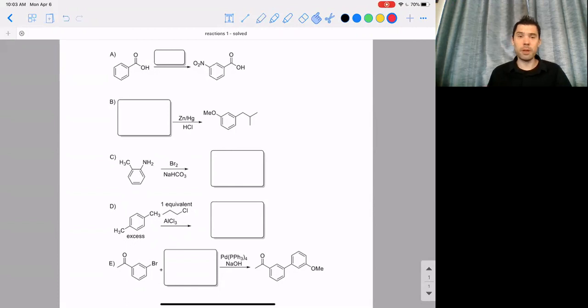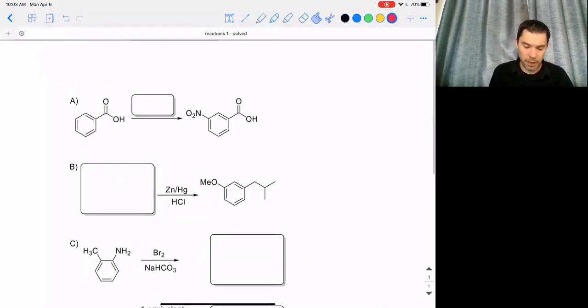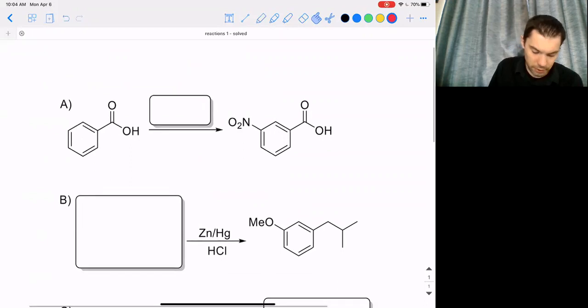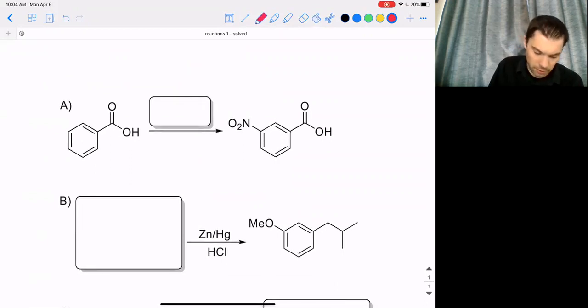Okay, hopefully you're coming back to us now. And what I'll do is just go ahead and start up here at A. And under these conditions, what we should try to do is identify what the key reaction is. And so here we have a benzoic acid kind of as our frame of reference, and we're going to end up nitrating that benzoic acid. And specifically, the nitration is going to be meta to the benzoic acid.